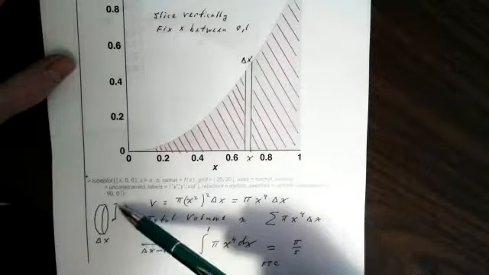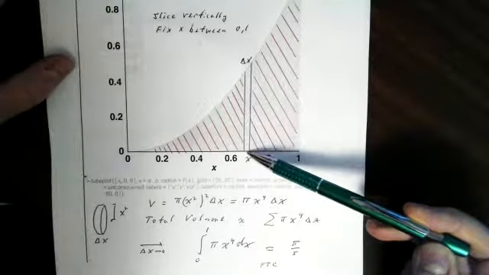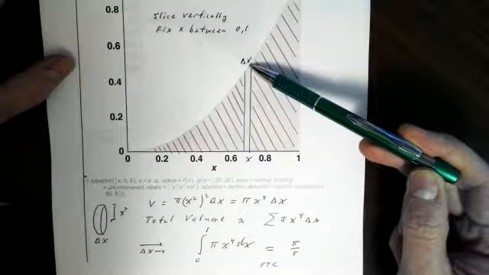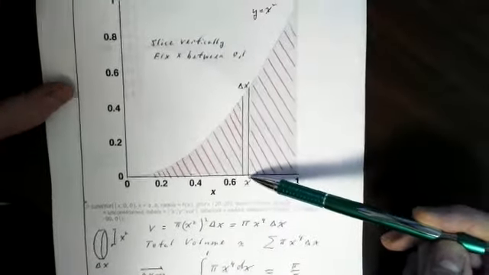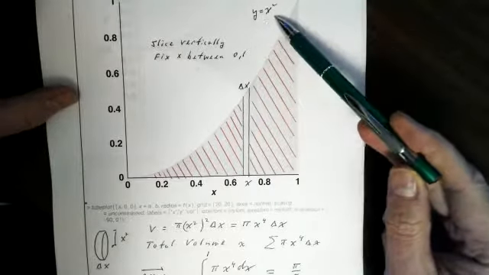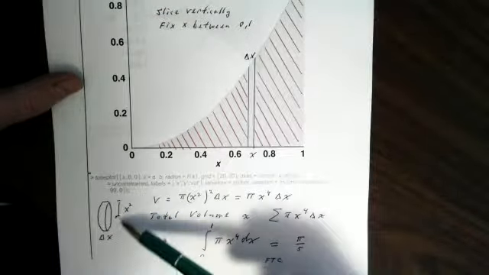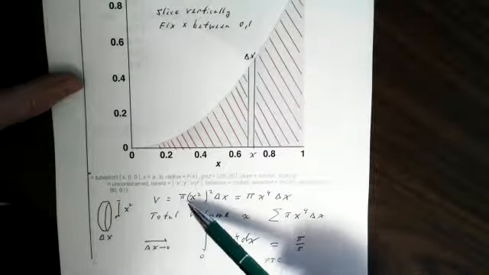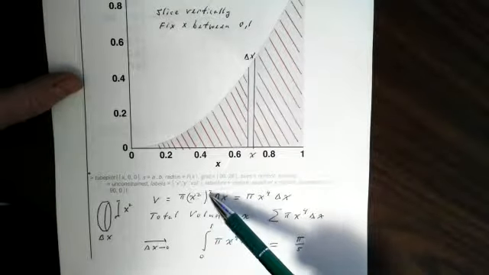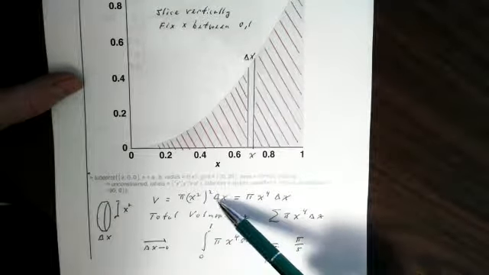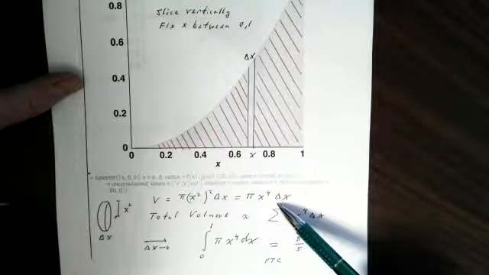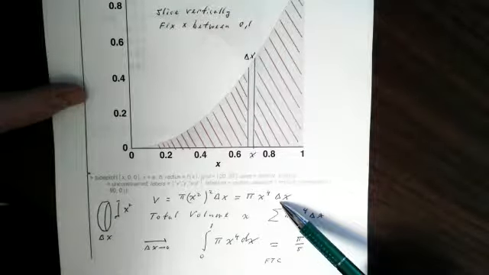And the radius of the cylinder would be the distance from the x-axis up to the curve. In other words, from y equals 0 up to y equals x squared. So the radius is simply x squared. The volume of the little cylinder would be pi times the radius squared times delta x, and that simplifies to pi x to the fourth delta x.